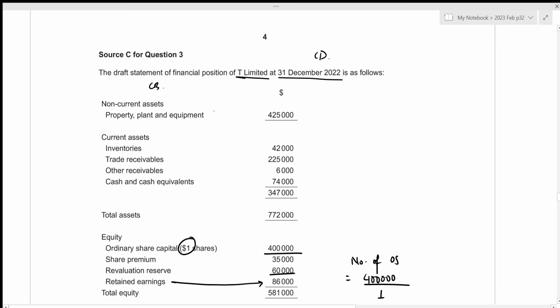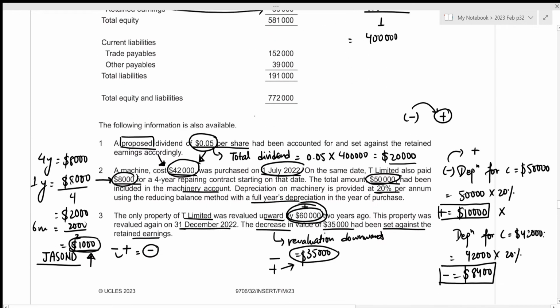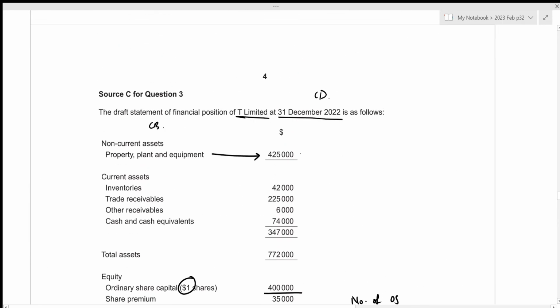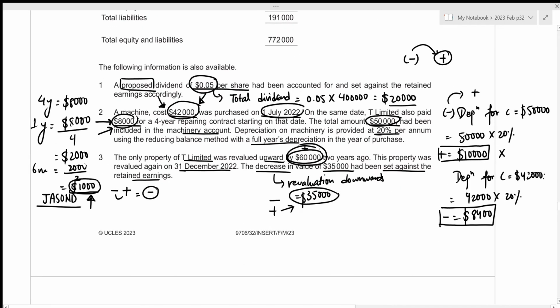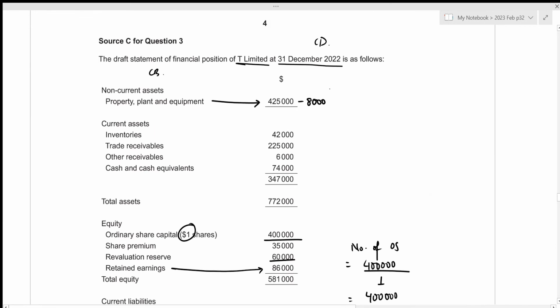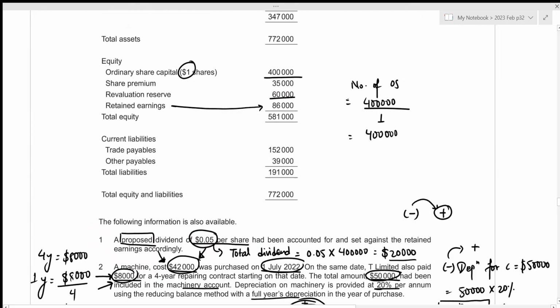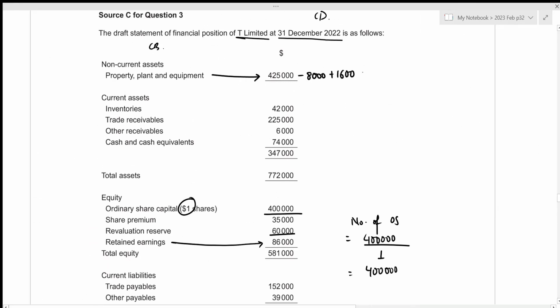So previously we have the property, plant and equipment value to be 425,000, and we know that the cost of the machine had been overvalued by 8,000, so we need to subtract it since this is an overvaluation. Then we also know that there was an additional depreciation charge because we charged 10,000 instead of 8,400. So the additional depreciation was 1,600, which was subtracted before, but now we'll be adding it back. So that will be our plus 1,600. Then we had an impairment loss, and the impairment loss was of 3,800, which should definitely be subtracted from the asset itself. So that's minus 3,800.